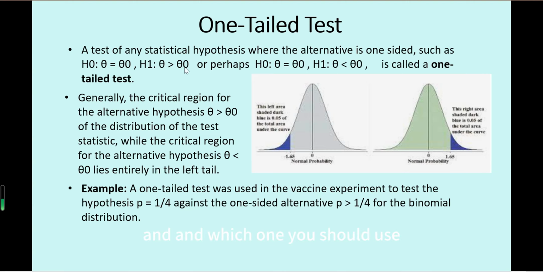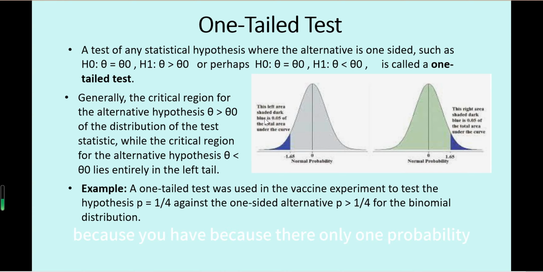And which one should you use, H1 theta larger than theta 0 or H1 theta less than theta 0, in a one-tailed test? You can test either one of them, and this is based on your subject and your experience. Usually it is quite obvious that you will test larger than this theta or less than this theta, not both. So this is a one-tailed test.